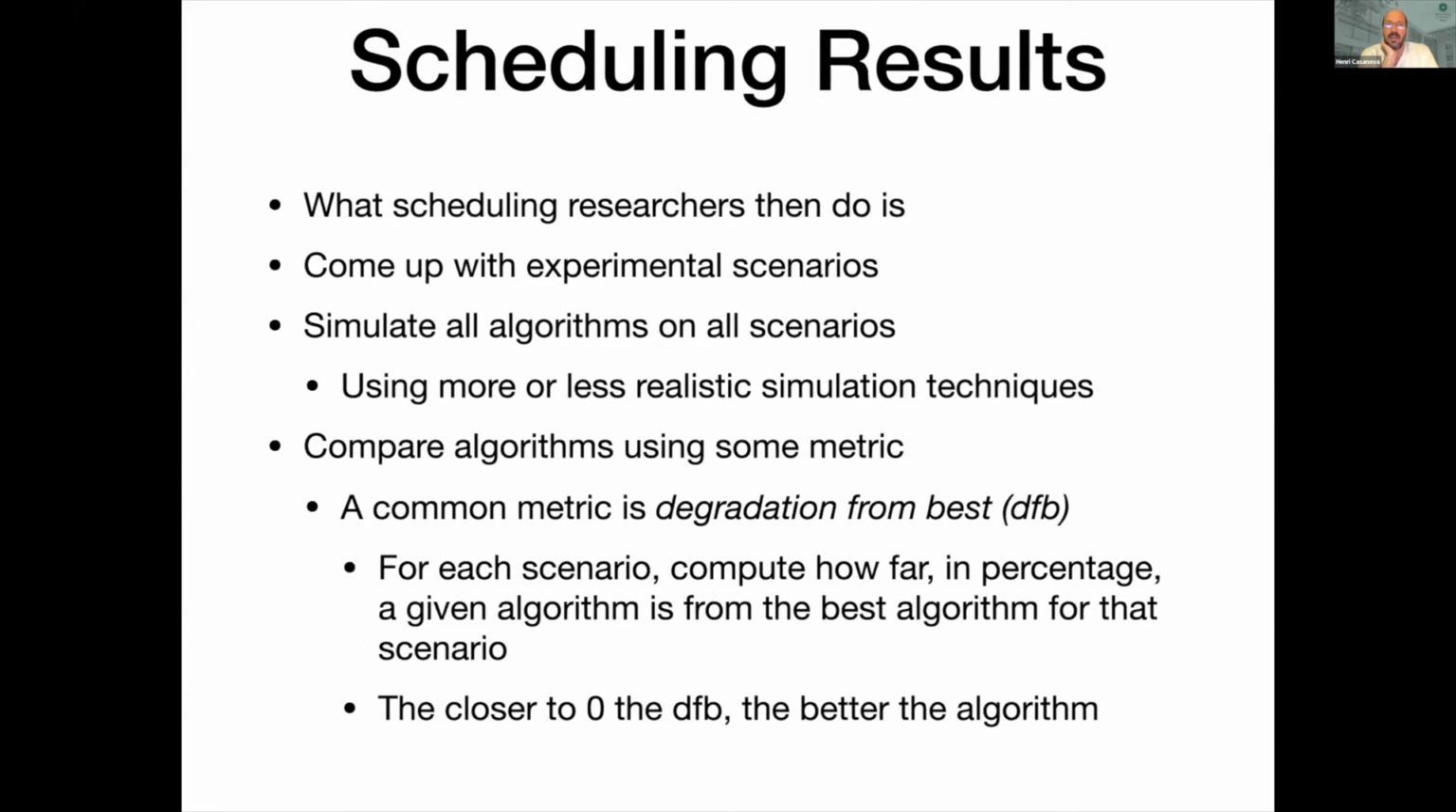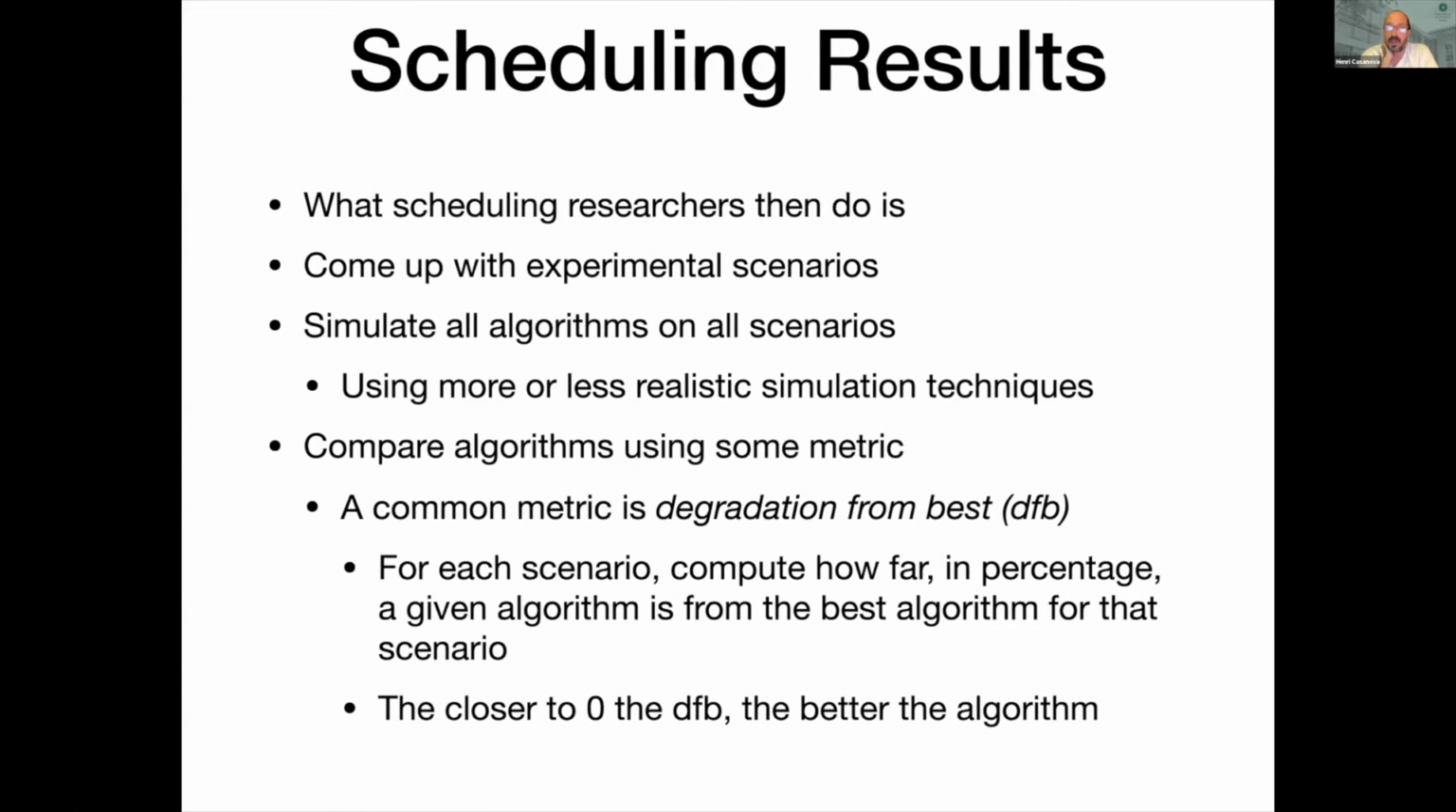And so what scheduling researchers do then is they come up with experimental scenarios and typically simulate all the algorithms on all scenarios using more or less realistic simulation techniques, which is actually a problem as well for people in practice who look at scheduling results published in the literature and often don't trust those simulation results. And then the scheduling researcher compares the algorithms using some metric. And let's use a very common one.